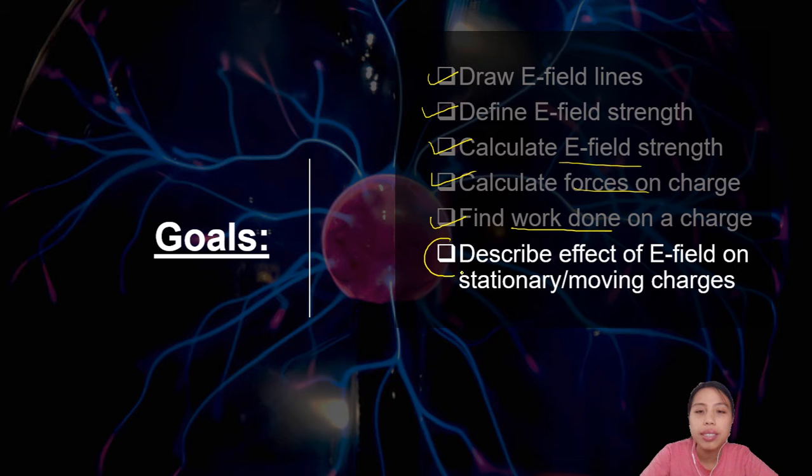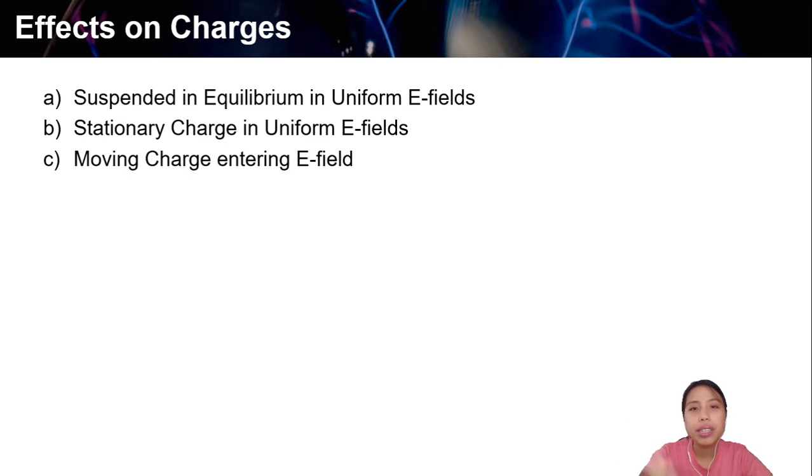The final bit that we'll be looking at in the last few short videos is describing the effects when a particle is in a field. Yes, we know there's a force, and we know there's the field, but what happens to that particle when it's moving? Does it accelerate? Does it slow down? Does it move somewhere else or curve somewhere else? There are three different groups of effects that can happen on a particle. We'll look at the first one today, a particle suspended in equilibrium.